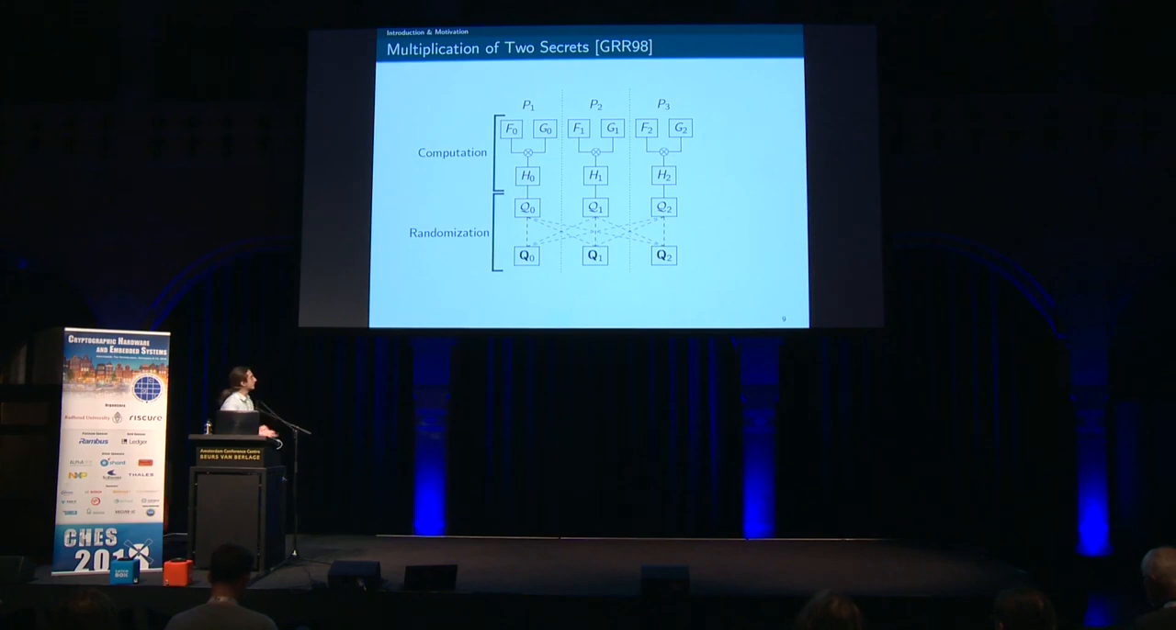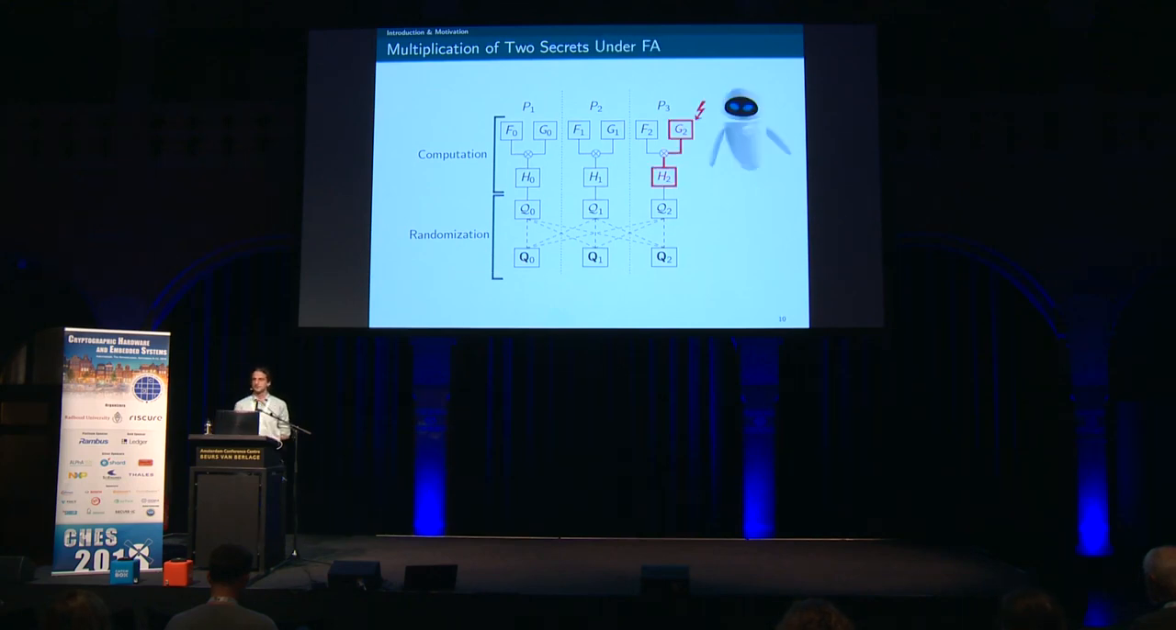In this step, each player generates a random degree d polynomial whose constant coefficient is their calculated value. Then they reshare this polynomial, each player gets three different values, and they add these together. So what happens if Eve successfully injects a fault? As you can see, the fault actually propagates until the second step.